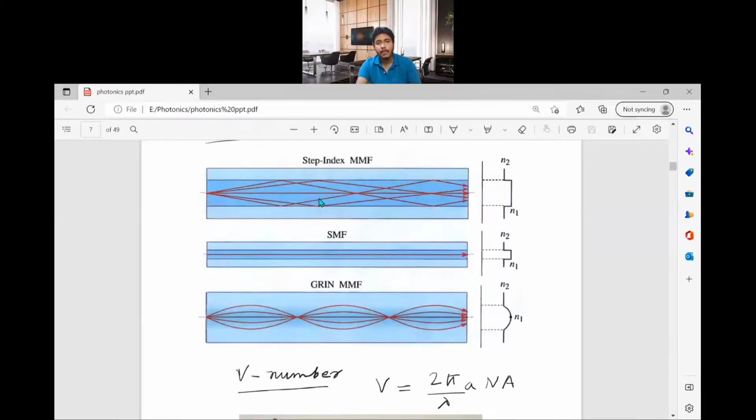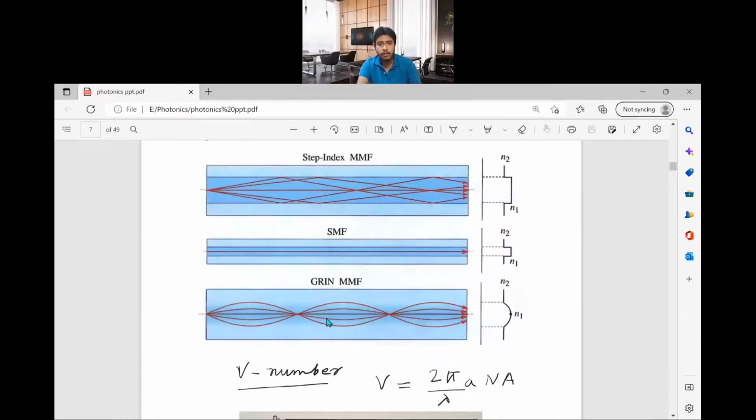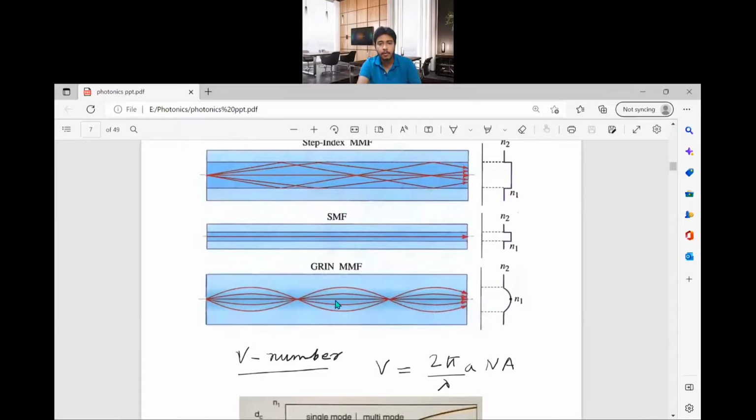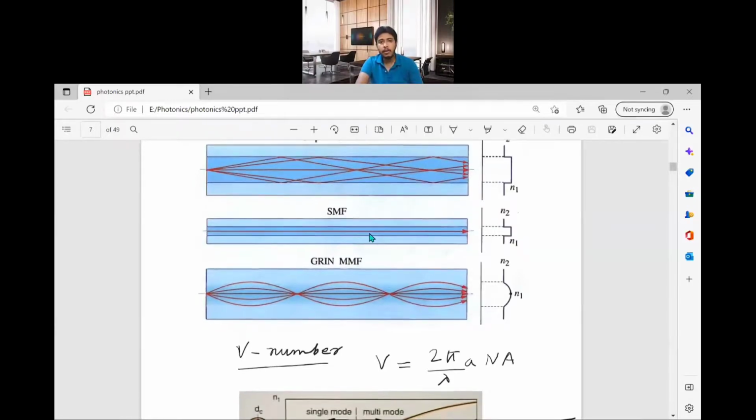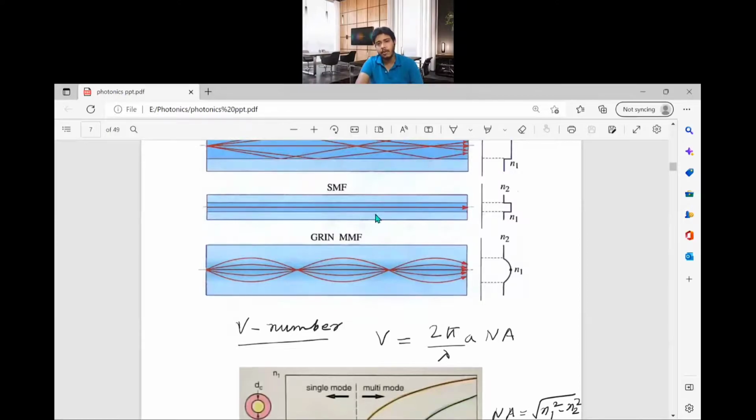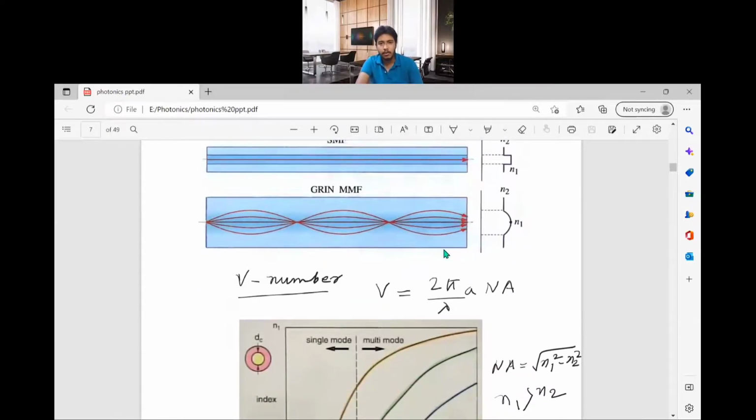To minimize the losses in the multimode fiber, and also the intermodal dispersion, which is a problem because of the delay of the different modes, the solution is the graded index multimode fiber. You can see the refractive index profile is graded. That means it decreases from the center of the core towards the cladding. This is used to decrease the intermodal dispersion in the multimode fiber. Intermodal dispersion is absent in the single mode fiber. It will only have intramodal and chromatic dispersion, which is not included here.